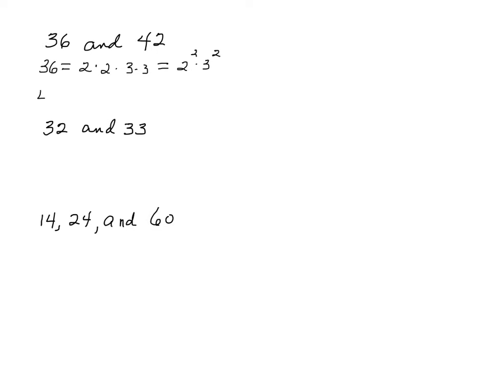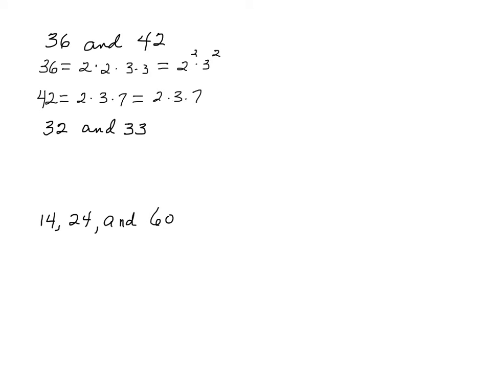What about 42? 42, if I want to write it as a product of primes, 2 goes into 42 21 times. But 21 can be written as a product of prime numbers as 3 times 7. Okay, so this can't be written any more simplified than this. 2 times 3 times 7.